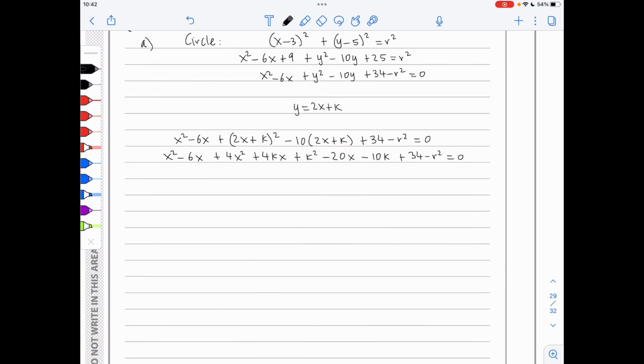I will be collecting like terms. I've got 5x² - 26x + 4kx + k² - 10k + 34 - r² = 0, which leads to 5x² + (4k - 26)x + k² - 10k + 34 - r² = 0 as required.